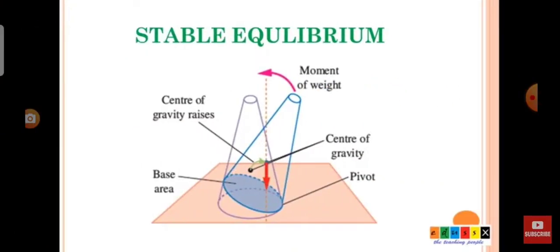Now we see about the first one, that is the stable equilibrium. Here the frustum can be tilted through quite a big angle without toppling. Its center of gravity is raised when it is displaced. The vertical line through its center of gravity still falls within its base, so it can return to its original position.